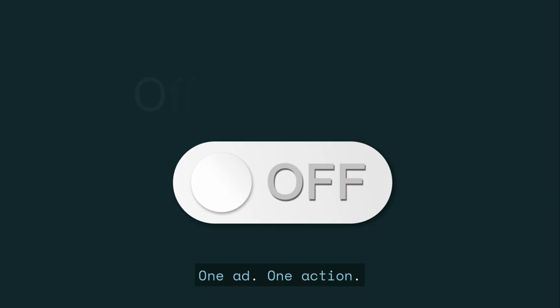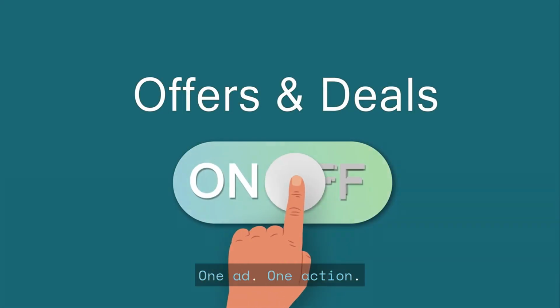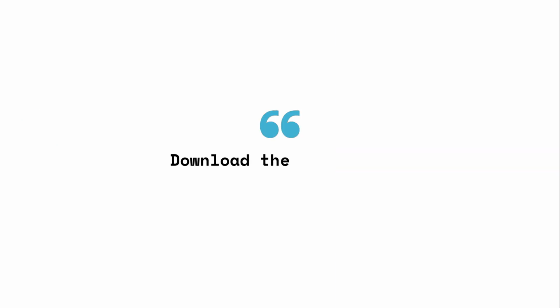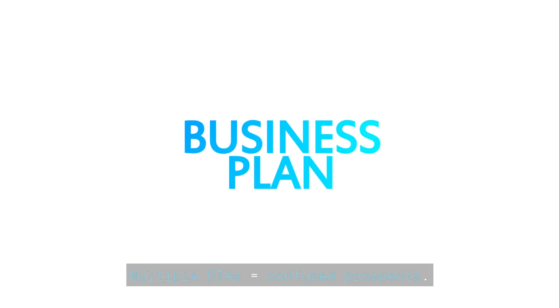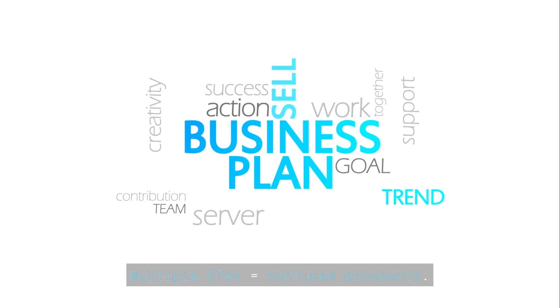4. One clear CTA. One ad, one action. Examples: Book a free audit. Download the checklist. Send us a message. Multiple CTAs equals confused prospects.